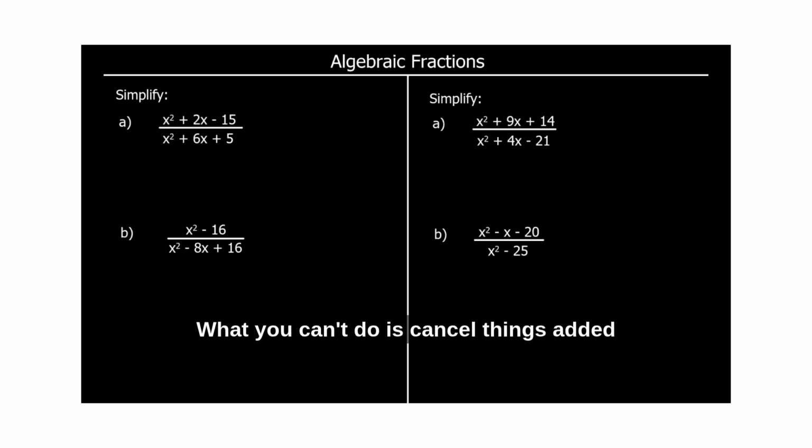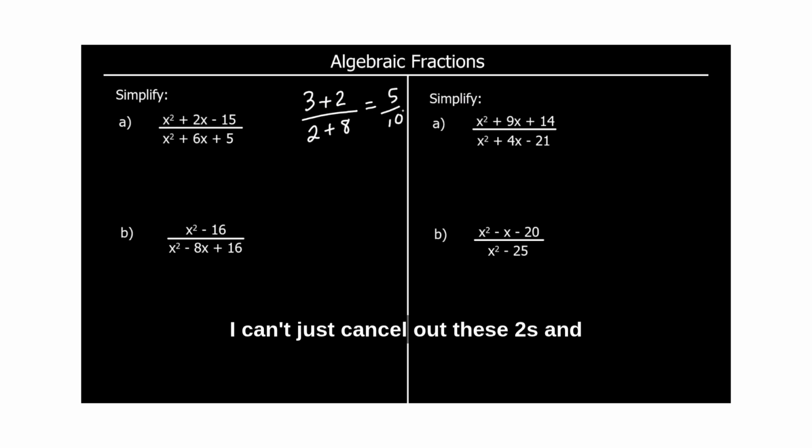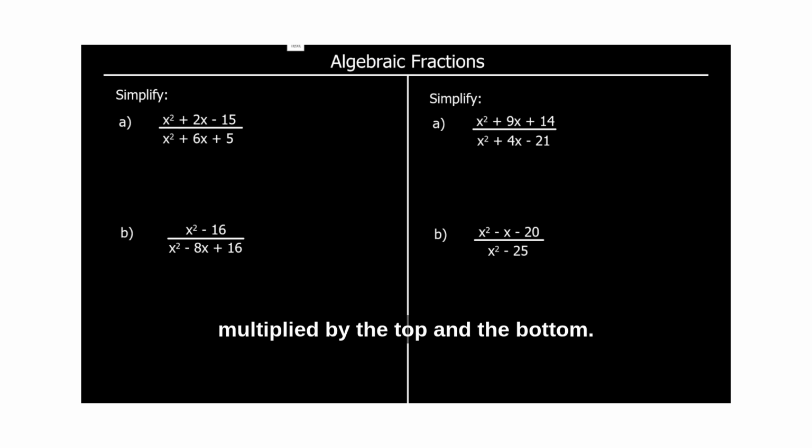What you can't do is cancel things added together. So you can't just cancel out this x squared. They're added. It's the same as saying if we had (3 plus 2) over (2 plus 8), which is 5/10 or a half. I can't just cancel out these 2s and say that 3/8 is the same as 5/10. We can't cancel out things added together. We can only cancel out things that are multiplied by the top and the bottom. So let's factorize the top, factorize the bottom, and then cancel.